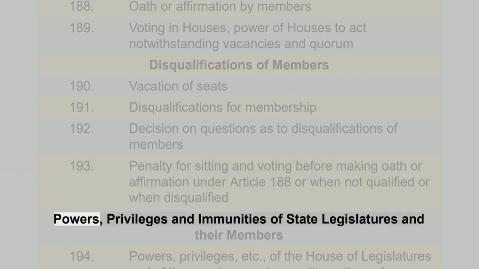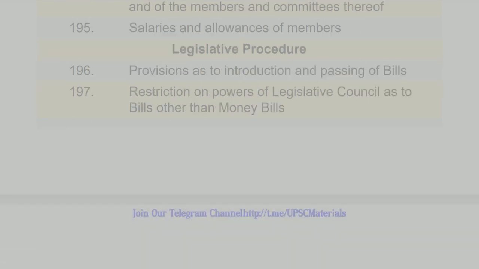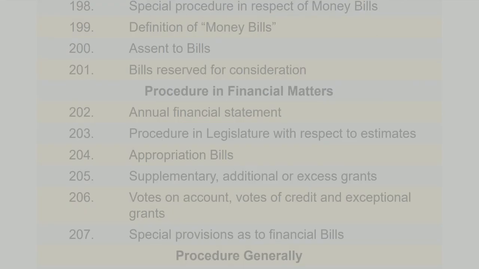Powers, privileges and immunities of state legislatures and their members: 194. Powers, privileges, etc., of the Houses of Legislatures and of the members and committees thereof. 195. Salaries and allowances of members. Legislative procedure: 196. Provisions as to introduction and passing of bills. 197. Restriction on powers of Legislative Council as to bills other than money bills. 198. Special procedure in respect of money bills. 199. Definition of money bills.